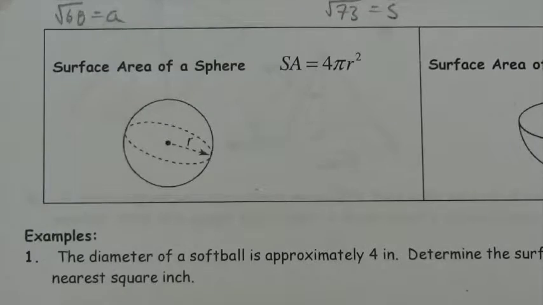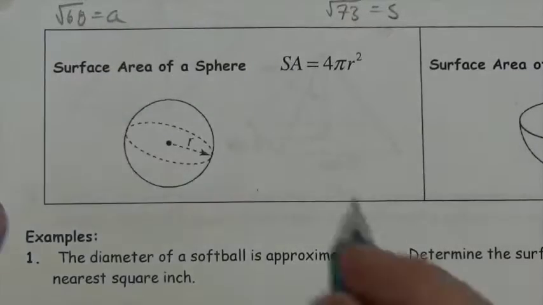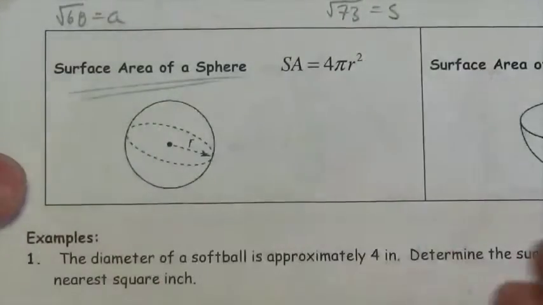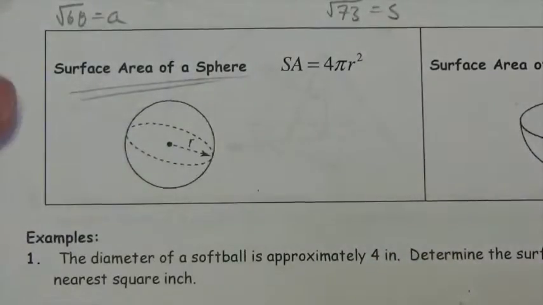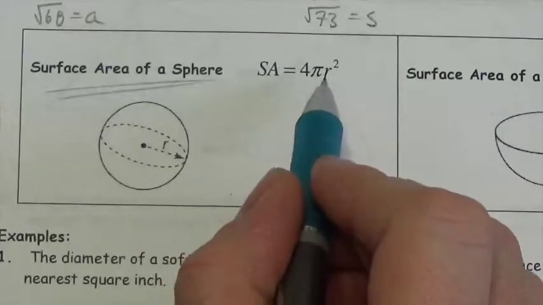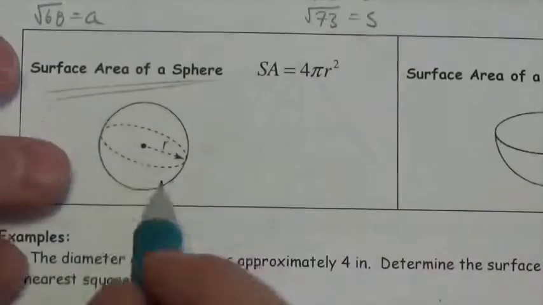Finally, we'll look at the surface area of a sphere. All right, now we're going to take a look at a sphere and a hemisphere. So the surface area of a sphere, without going into too much reason as to why this is the way it is, is going to be 4 pi r squared, which is actually kind of an amazing result.